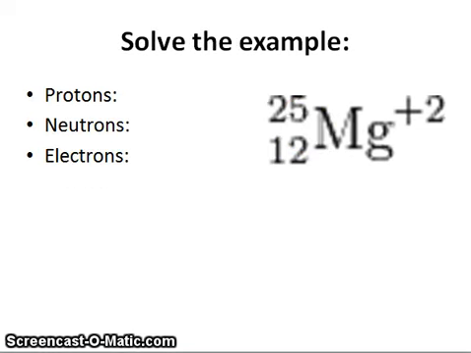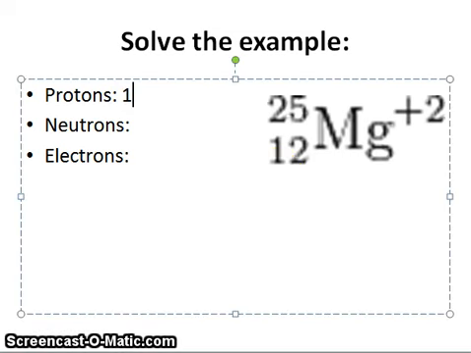Now if we try to determine for this same isotope the number of protons, neutrons, and electrons, this is what we would have to do. For the number of protons, we know that we have to use the atomic number, so that will be 12. That's pretty straightforward. So we have 12 protons in here. Then for the number of neutrons, we have to use the mass number, which tells us the number of protons and neutrons, and from that number we have to subtract the number of protons.